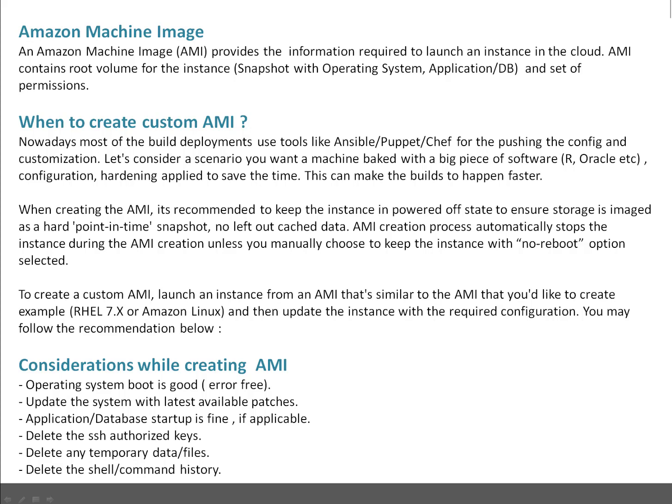Next thing that comes to mind is when to create a custom AMI. In Amazon, by default, the vendors like Microsoft, Red Hat, Ubuntu, they publish their own AMIs. Basically, those are public AMIs. As a build engineer, I can use an AMI provided by Red Hat, for example.